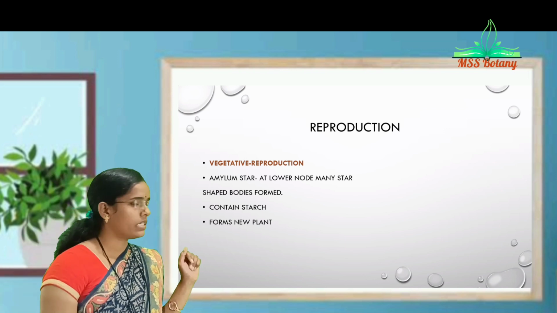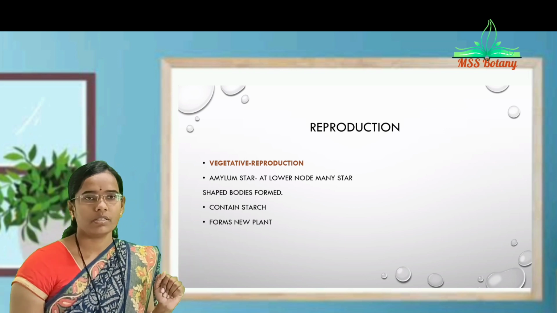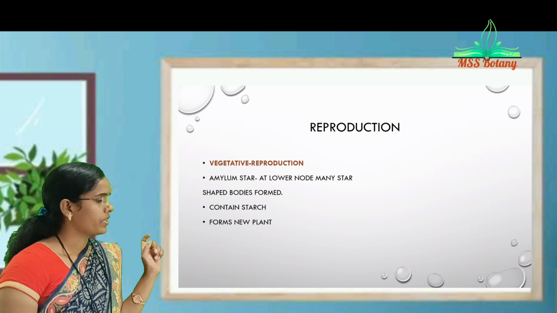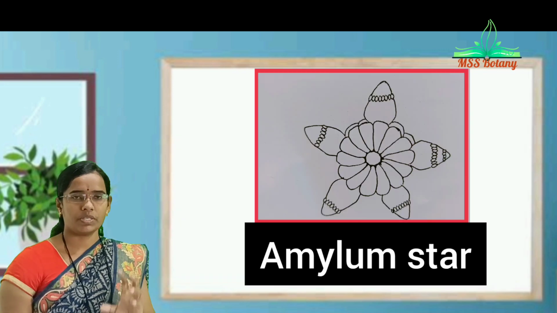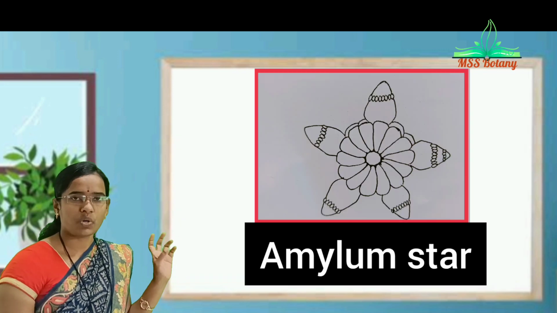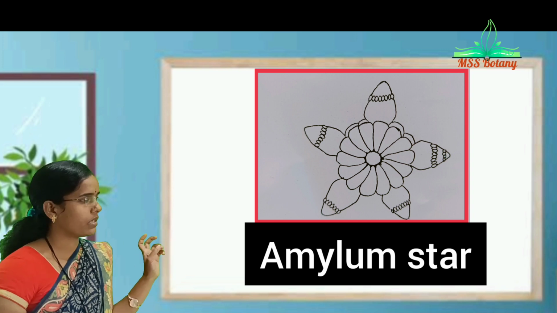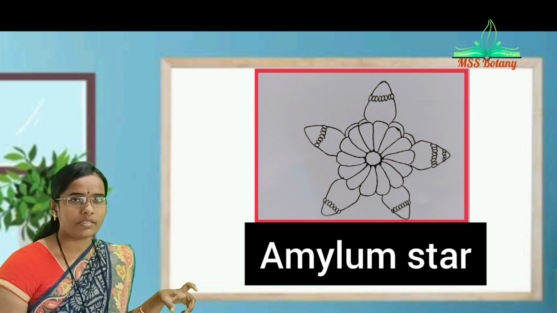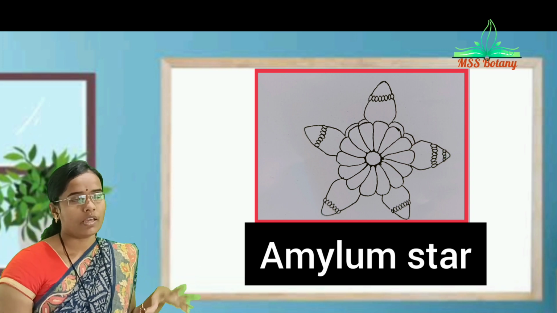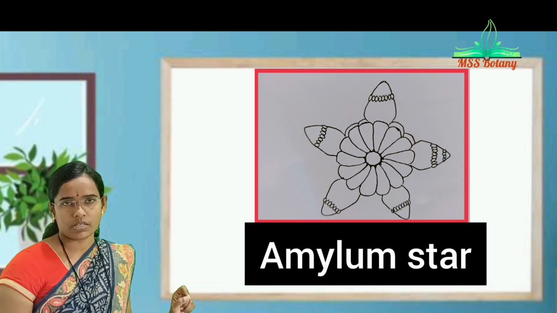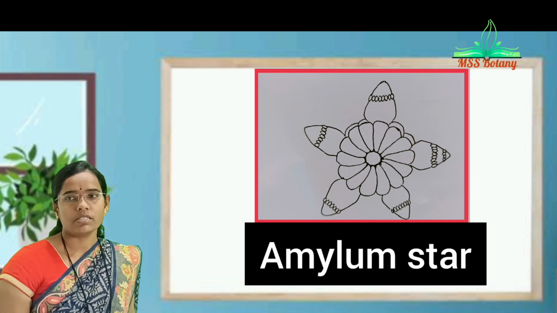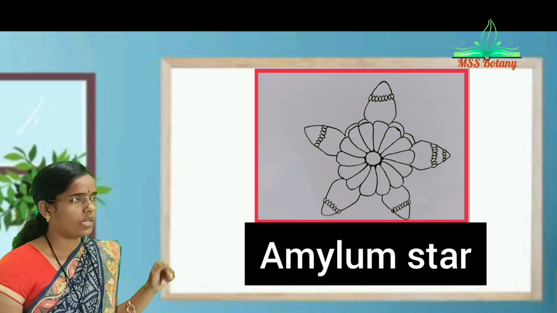Vegetative reproduction takes place by different methods. First is the amylum star. The amylum star is a special type of structure which is produced at the axil of Chara, and it is star-shaped. It looks like a star, and it has a reserve food material called starch. Hence, the structure is called the amylum star.